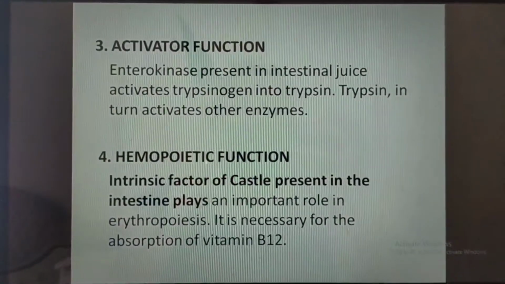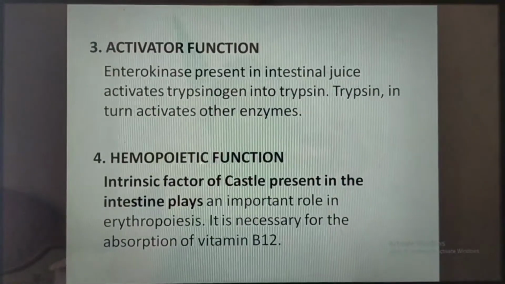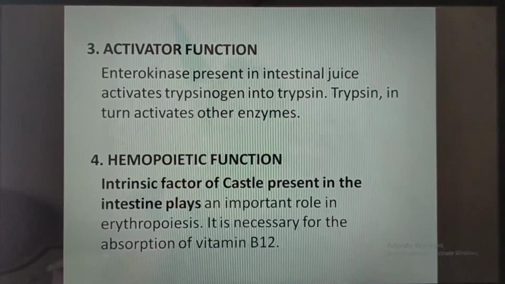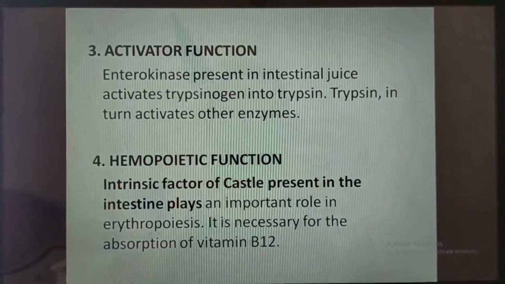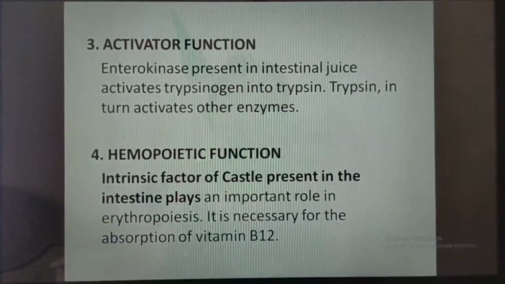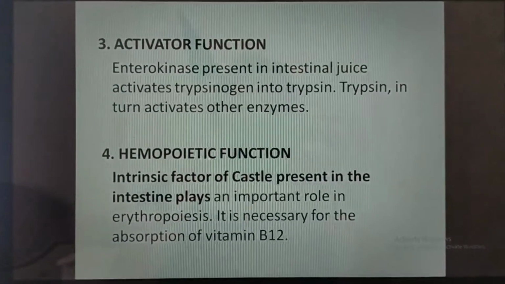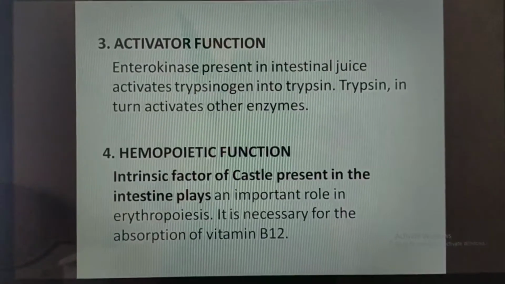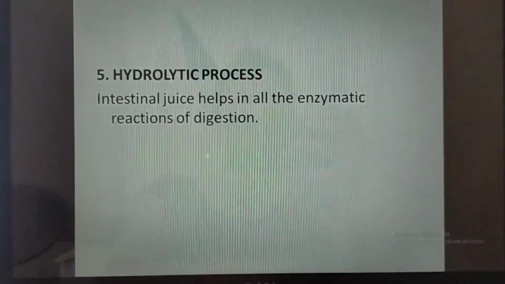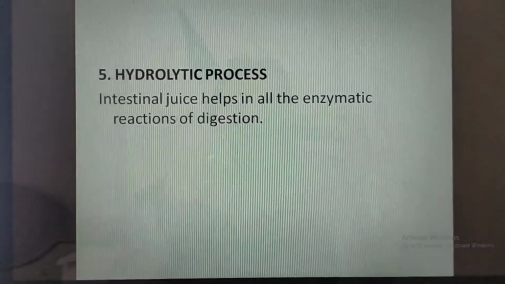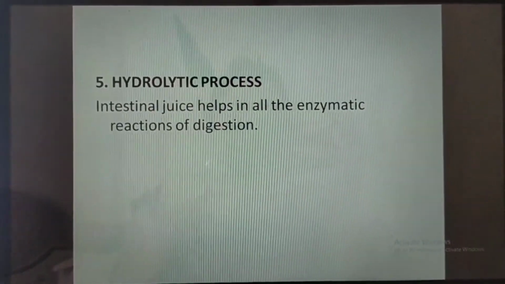Activator function: enterokinase present in intestinal juice activates trypsinogen into trypsin. Trypsin in turn activates other enzymes. Hemopoietic function: intrinsic factor of Castle present in the intestine plays an important role in erythropoiesis. It is necessary for the absorption of vitamin B12. Hydrolytic process: intestinal juice helps in all the enzymatic reactions of digestion.